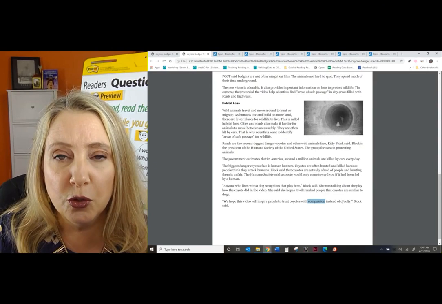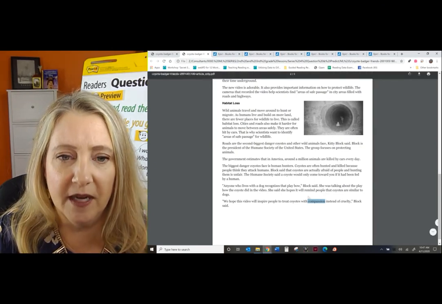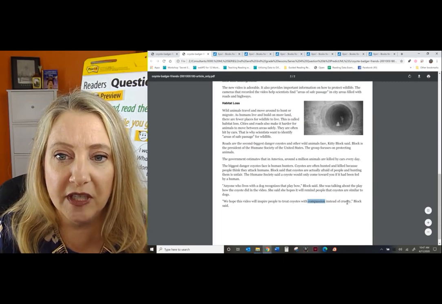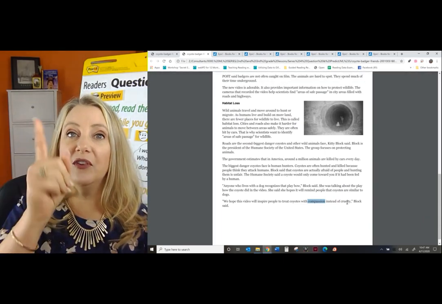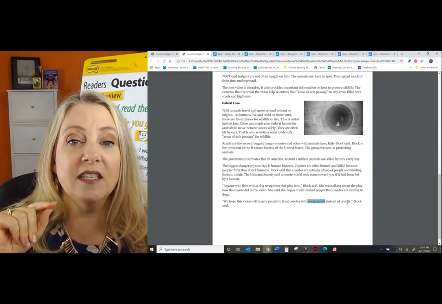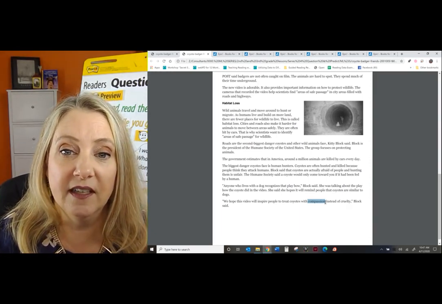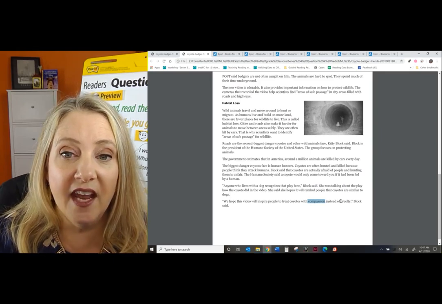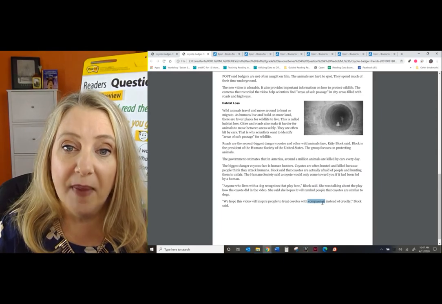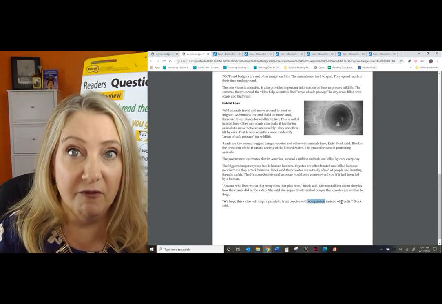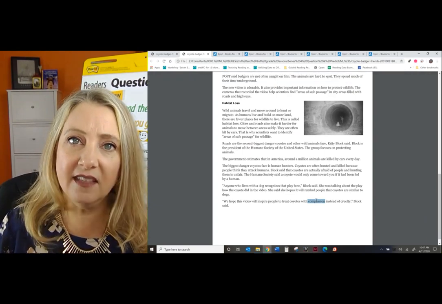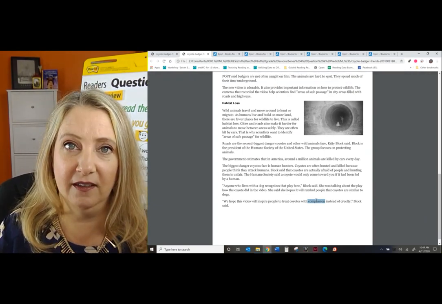Instead of cruelty. Wait a minute. Treat coyotes with compassion instead of cruelty. Oh, you know what the author did here? He gave me a context clue. He didn't tell me what compassion meant, but he tells me it's the opposite. Instead of cruelty. Well, cruel, I know that means mean. So compassion is the opposite of mean. So treat them fairly, treat them nicely, treat them with compassion.